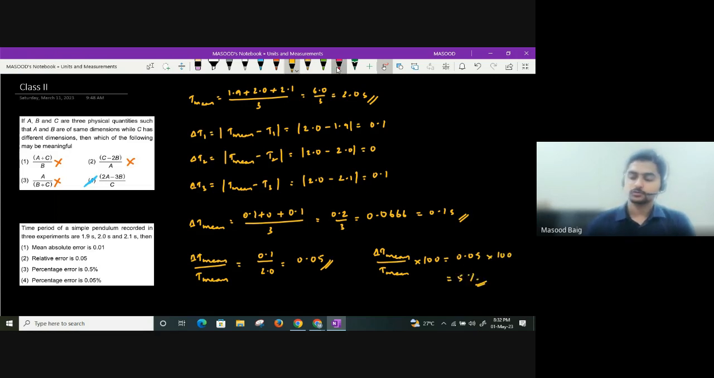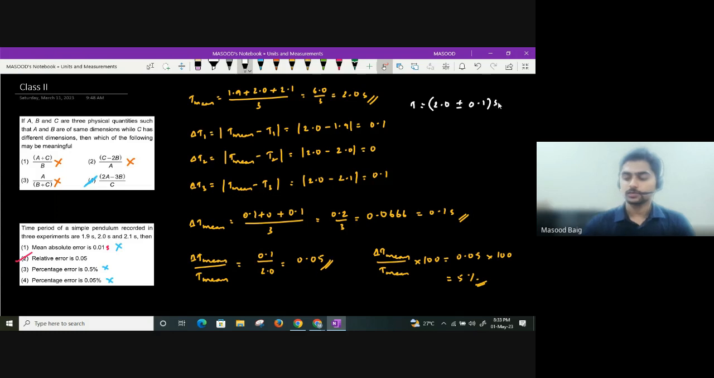So which of them is true, guys? Is the mean absolute error 0.01? Mean absolute error will have units. Is it 0.01 second? No, it is not. Is the relative error 0.05? Yes, relative error is 0.05. Is the percentage error 0.5%? No. Is it 0.05%? No. It is 5%. And if I want to represent the time period, simply T, I will write the mean value 2 plus or minus the mean absolute error 0.1 seconds.